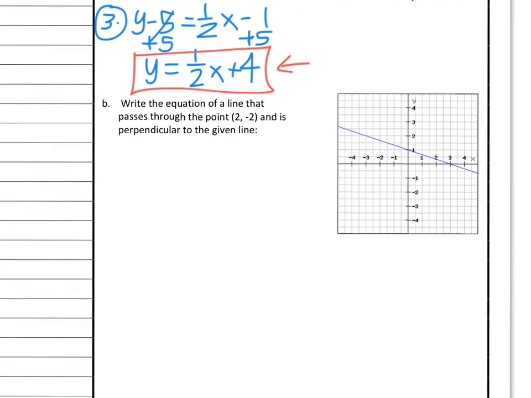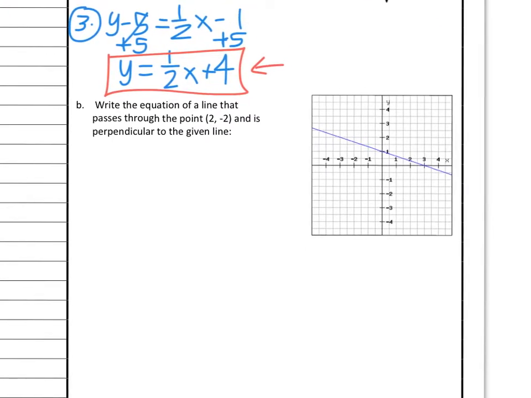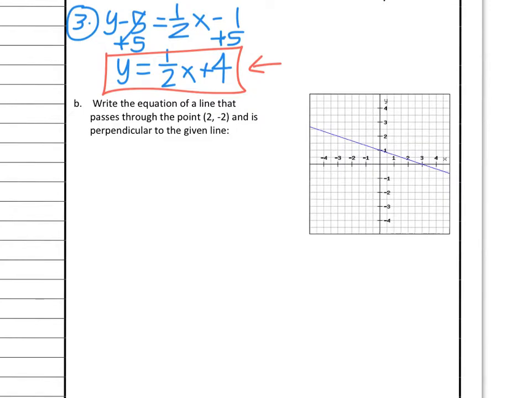Okay, next one down says write the equation of a line that passes through the point 2, negative 2, so there's our point, x1, y1, and is perpendicular to the given line. Okay, so now our first step, if we don't have an equation, is to find the slope from the graph. So I've got to find some friendly points. I've got one there, let's see, I've got another one down here. I've got another one up over here, okay, and then one right there. So there's some nice friendly points.